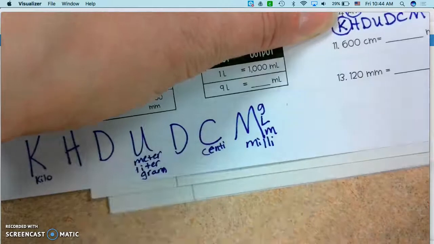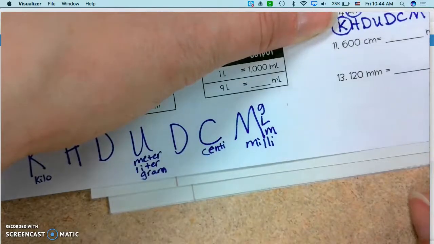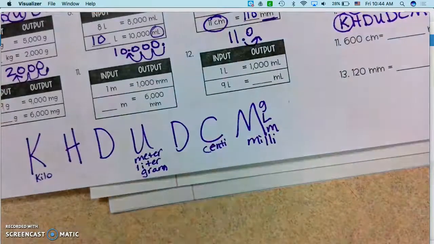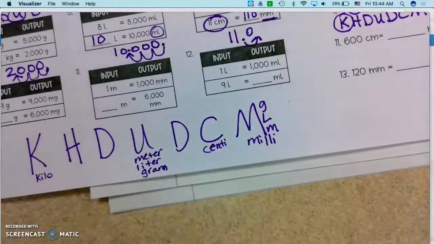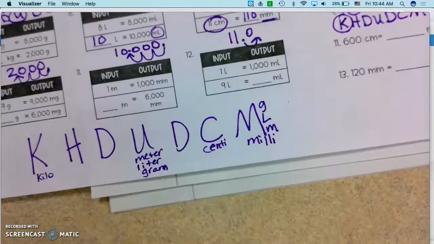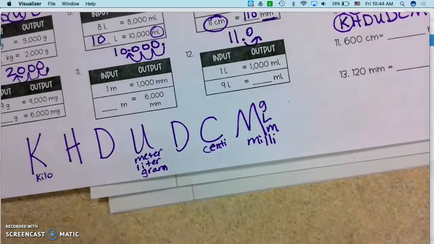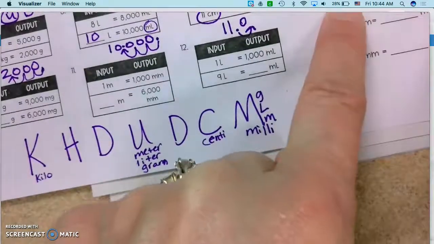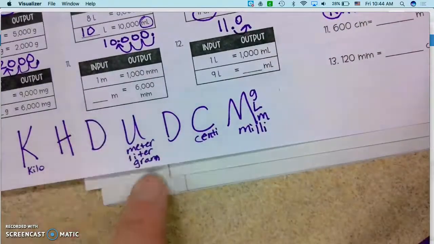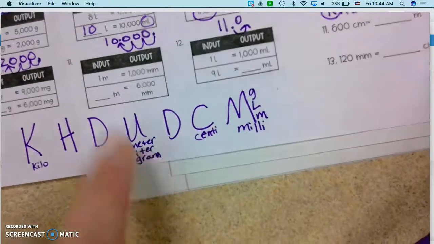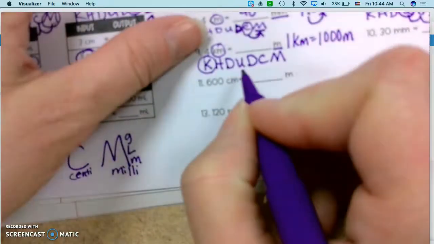Why is it U the meters? I'm so confused with this. Because that's the unit. Are you using the unit that is meters for length? Are you using the unit that is liters for capacity? Or are you using the unit for mass, which is grams? We're measuring distance, so you use your meter measurement for length. So we're going to the unit.